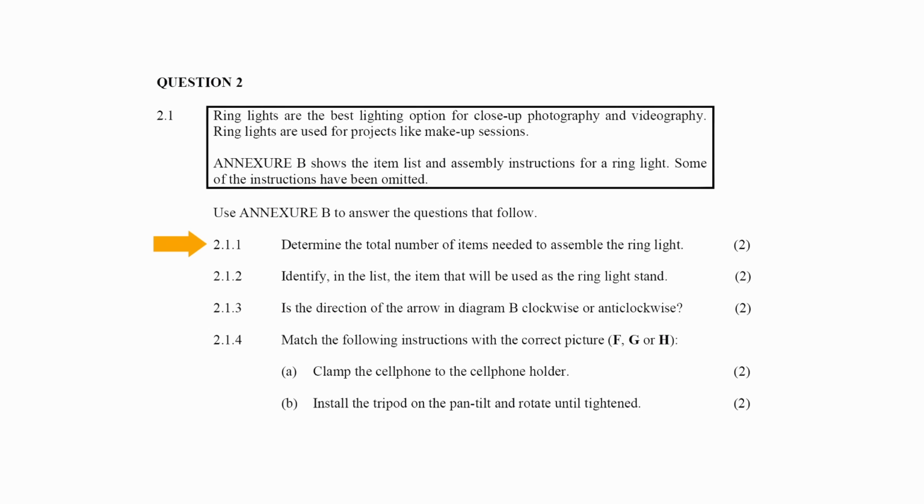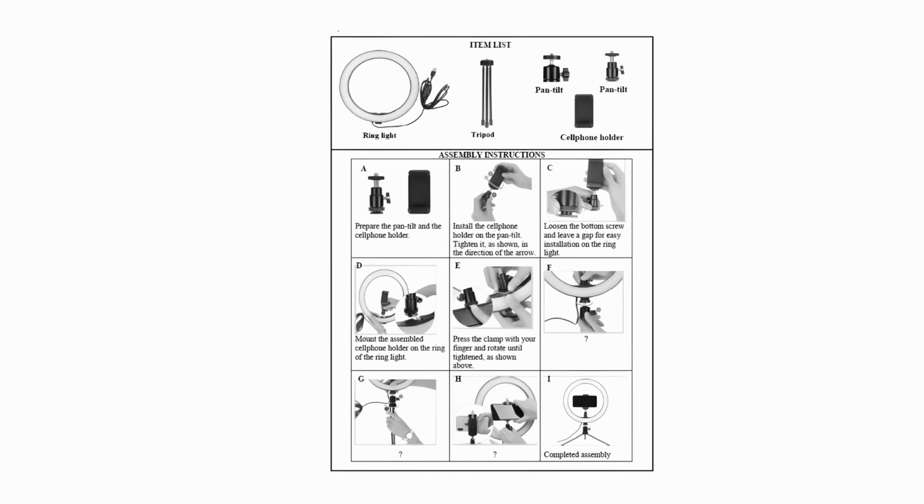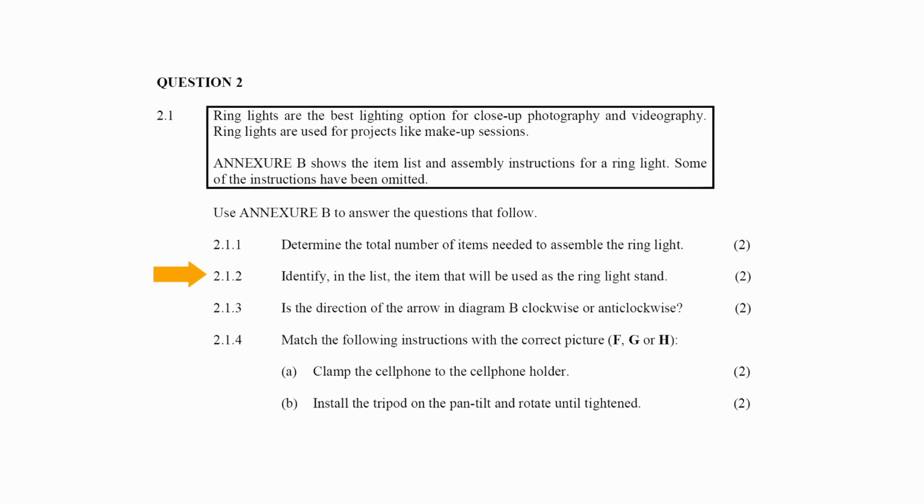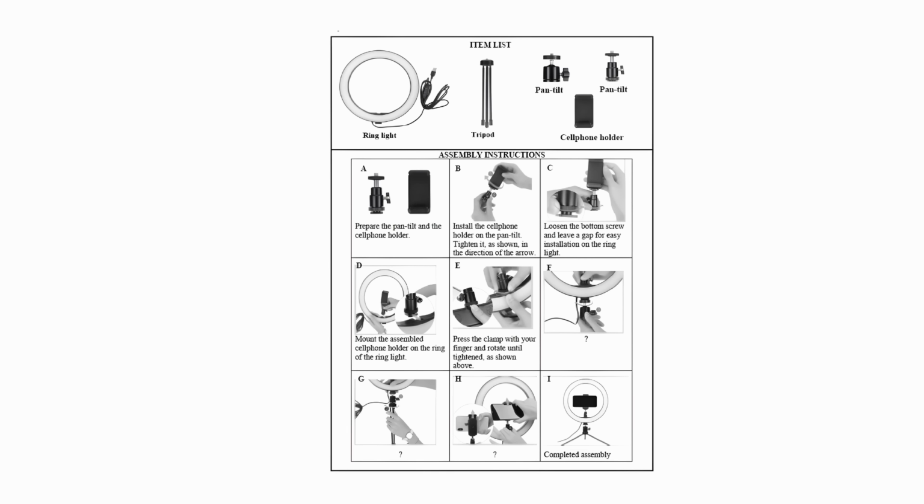In question 211, you have to determine the total number of items needed to assemble the ring light. From the item list, we count 5 items that are needed to assemble the ring light. In question 212, you have to identify in the list the item that will be used as the ring light stand. From the item list, the item that will be used as the ring light stand will be the tripod.